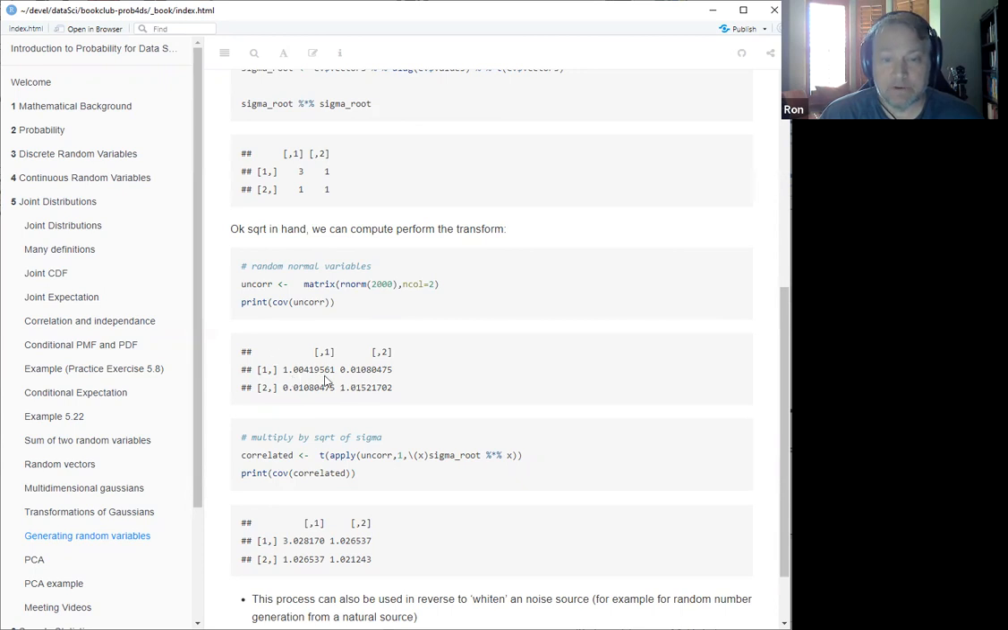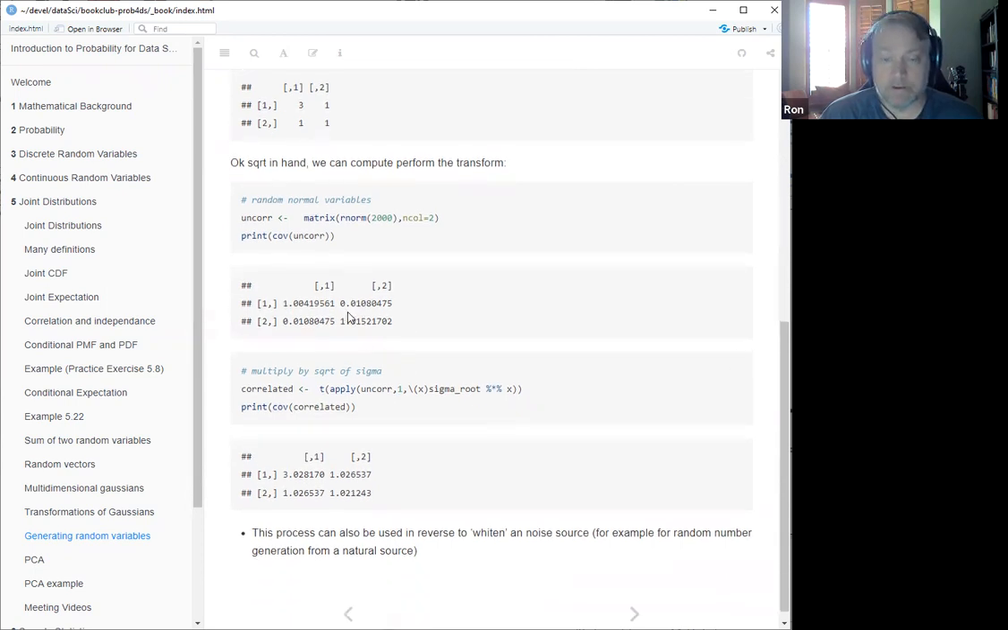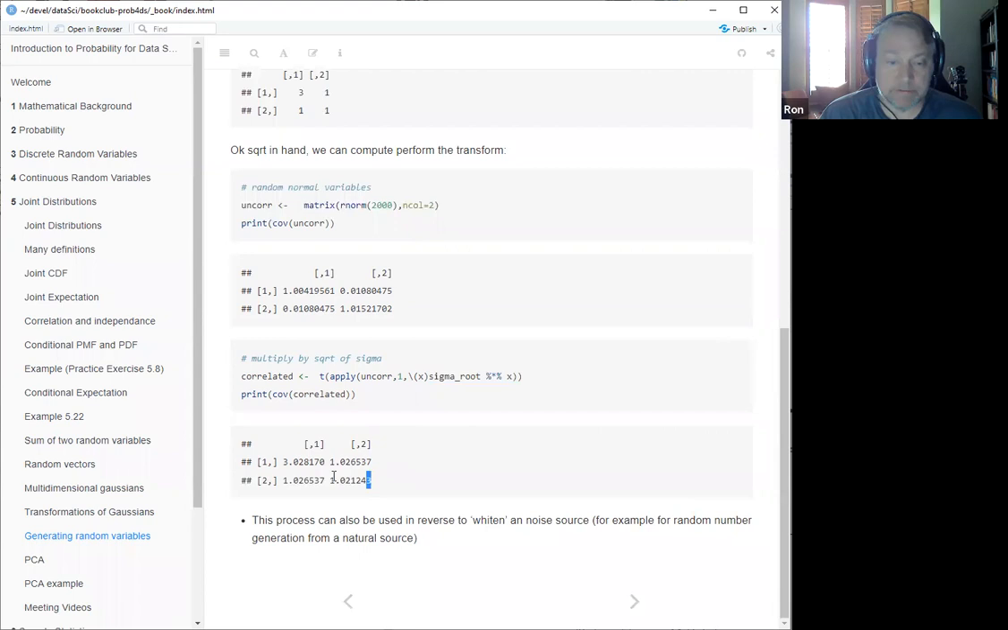I can check that. Here's the covariance matrix, which is numerically consistent with the identity matrix. Now I'm going to multiply by the square root of sigma. This is the key thing: for each of the rows in that data matrix, I multiply the square root of sigma times that particular row. And hey, it works. My new random numbers have the correct correlation matrix. The book also goes through a little example of how you can use this in reverse, which is sometimes used to take a noise source that has some correlations and get rid of them, by doing the reverse transformation.